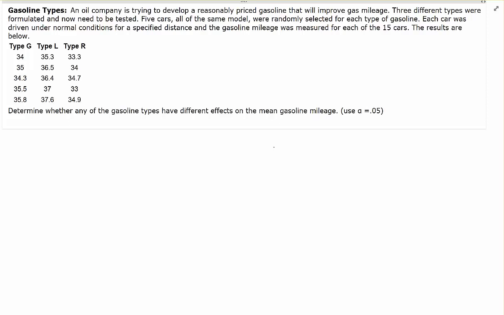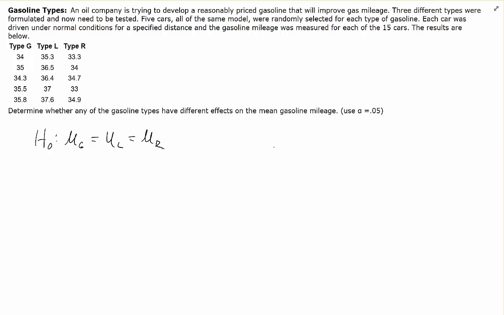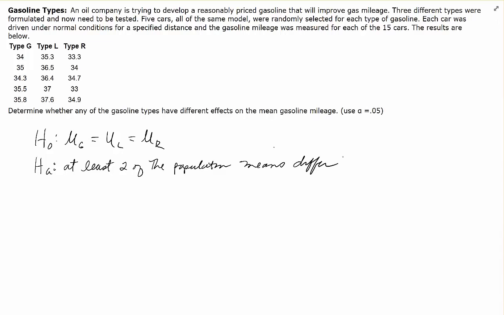Okay, we have 3 populations here, and we're going to use the sample averages to see if we can prove there's a difference in the population averages. So I might let my null hypothesis be H sub 0: mu sub G equal to mu sub L equal to mu sub R. So I'm assuming there's no difference in the population averages. And the alternative, if I can reject the null, would say that at least 2 of the population means differ. I'm going to run this test at alpha equal to 0.05. I'm going to use the ANOVA procedure, and I'm going to use software, Excel, to do it.